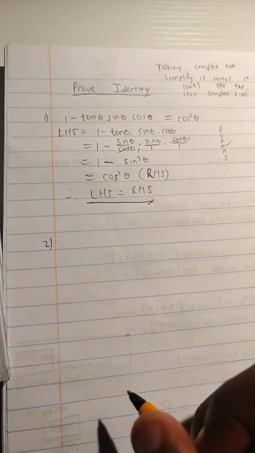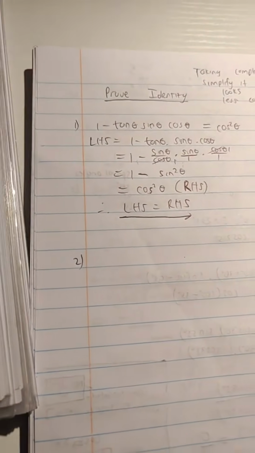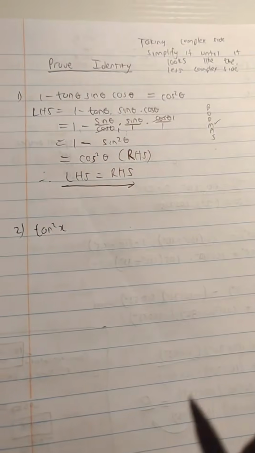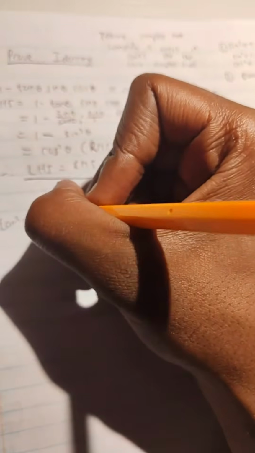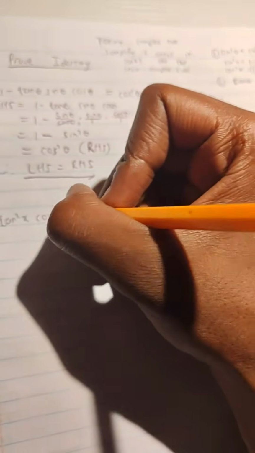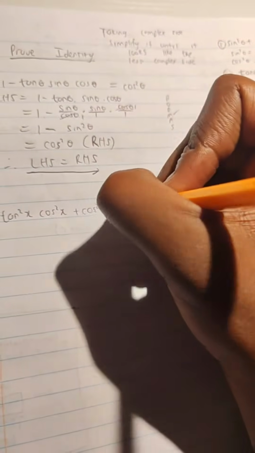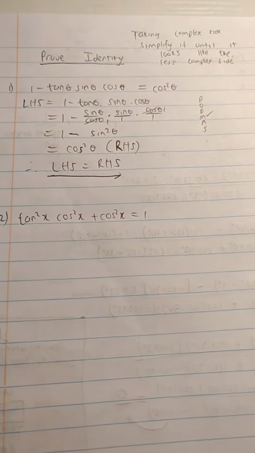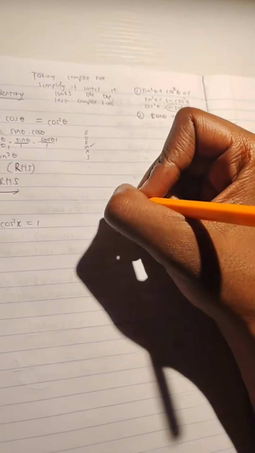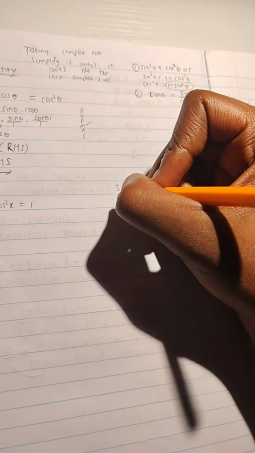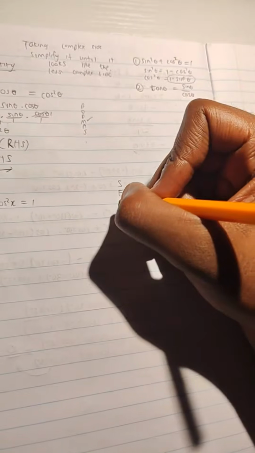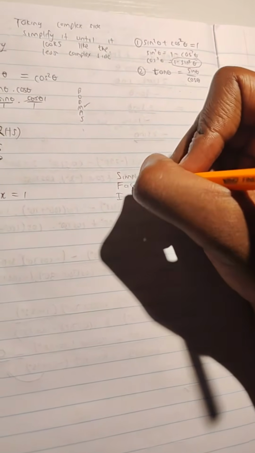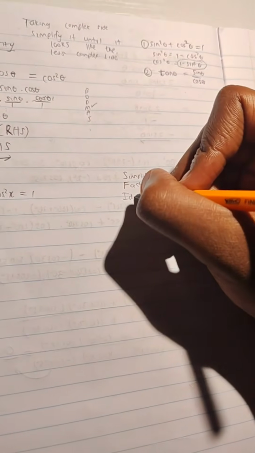Question 2. Okay, let's go. Tan squared x cos squared x plus cos squared x is equal to 1. Okay. There's this strategy, guys, that they say you should use. It's simplify, factorize, identity.